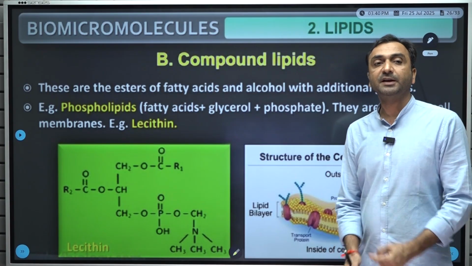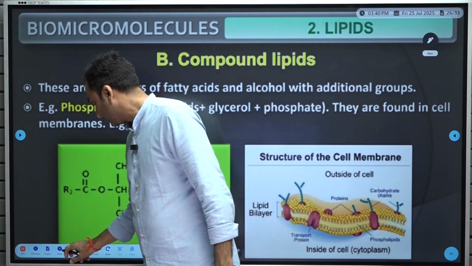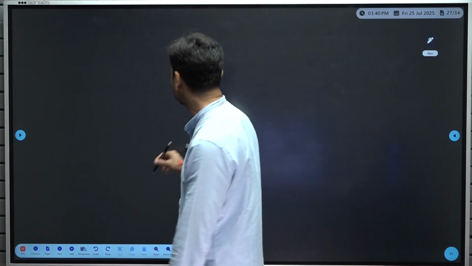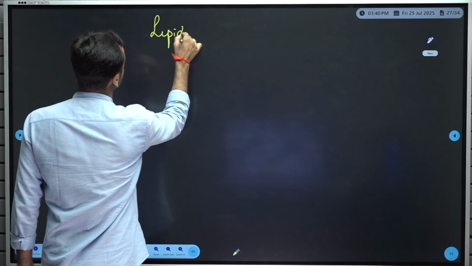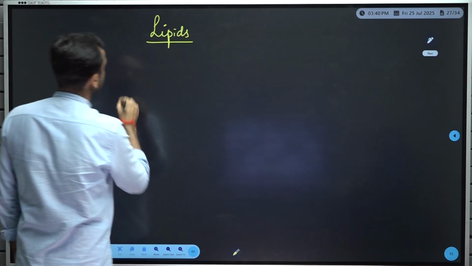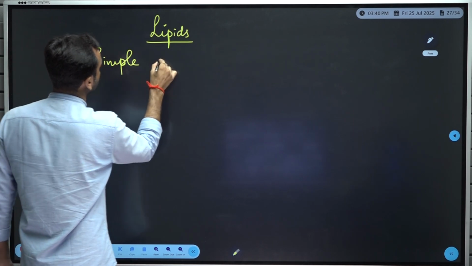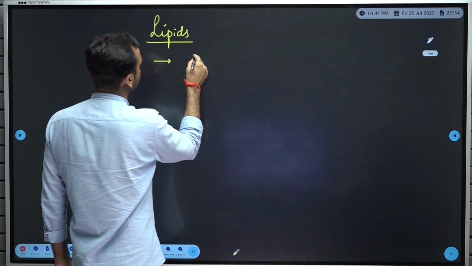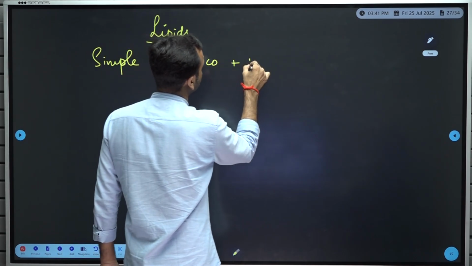Okay. Second is compound lipid. Okay, now once again, lipids. Simple lipid contains only the alcohol plus fatty acids.